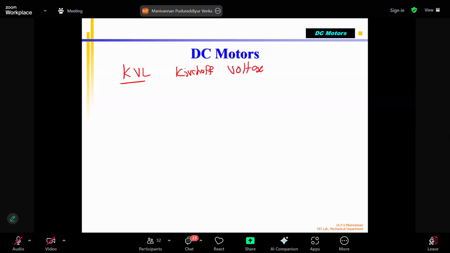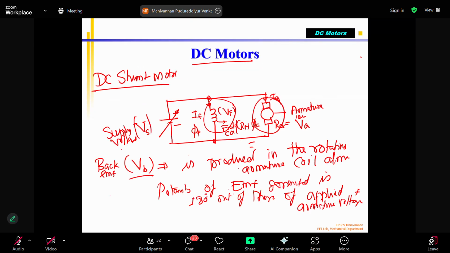Sir, 1 minute. Sir, we are noting. Sir, can you go to the previous lecture? Yeah, definitely. Sir, this POT, what is the potential? Potential of EMF?